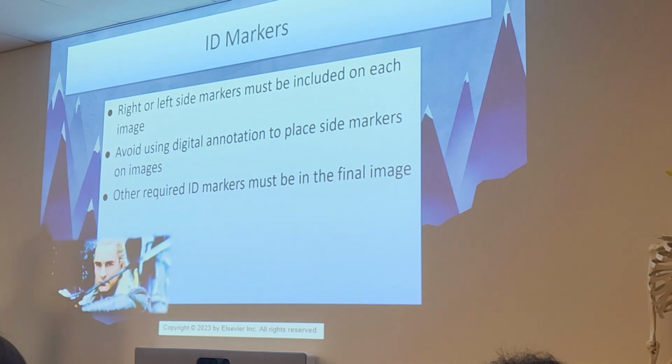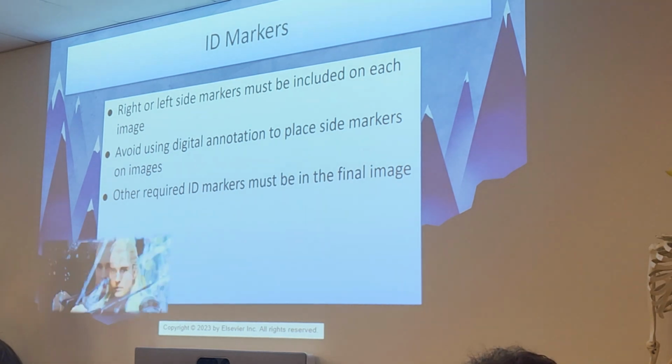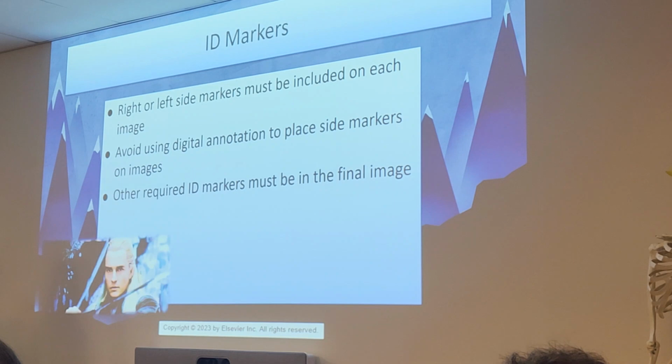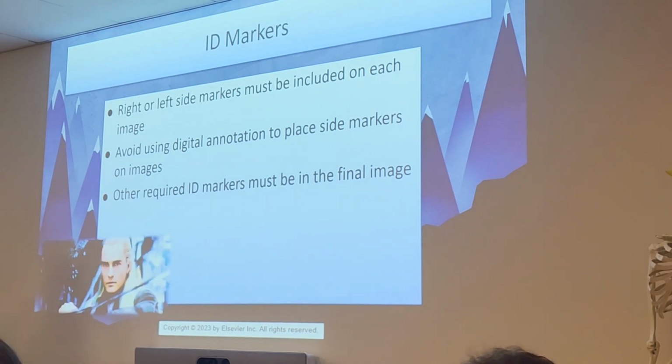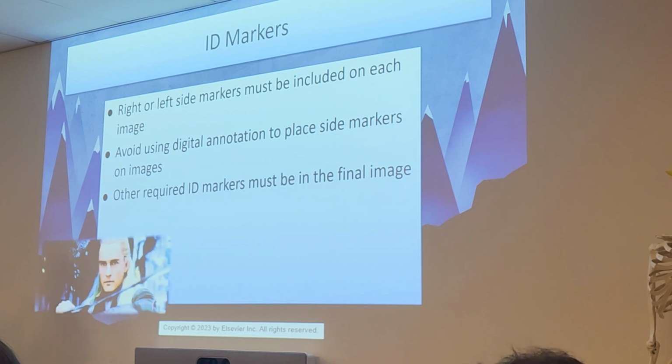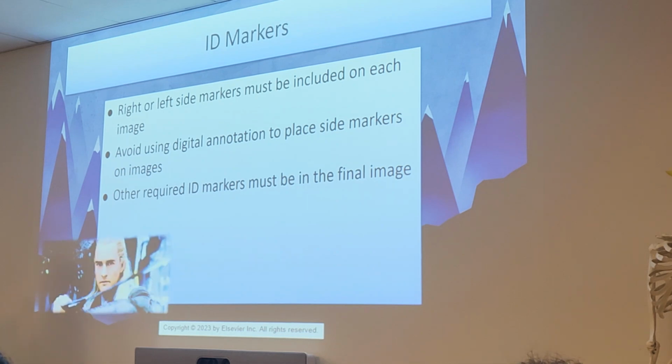All right, when it says other required ID markers must be in the final image, that's going to vary per department as well. Sometimes you have different markers that are going to specify, like cross table, where the patient's standing, it says erect, recumbent. If those are in your department, you want to go ahead and use those as well. It's just going to make your image look better, but they're not required. The ones that are required are the rights and lefts, at the very least.